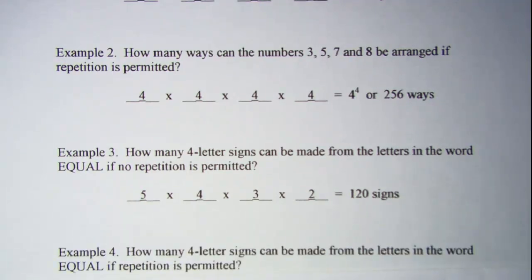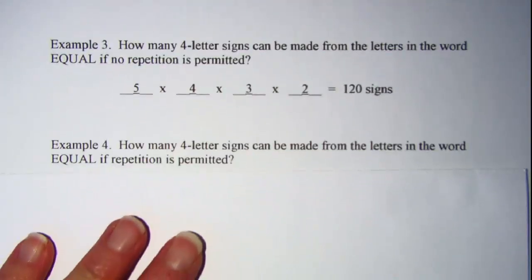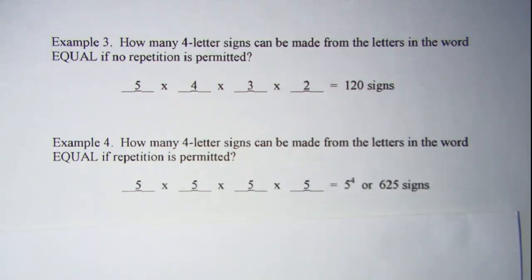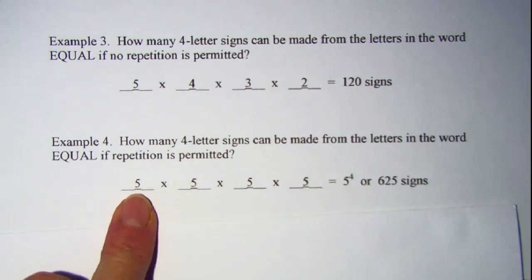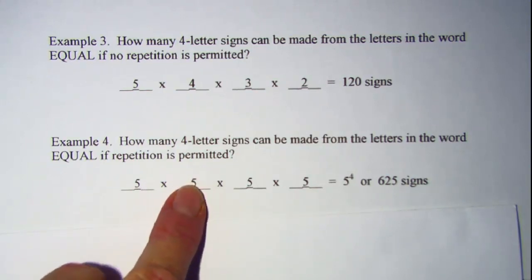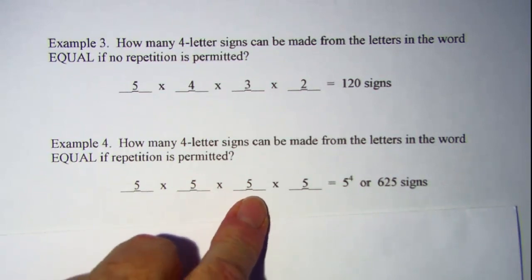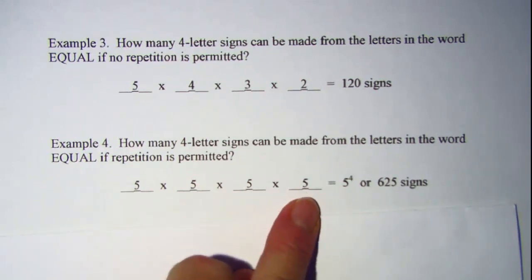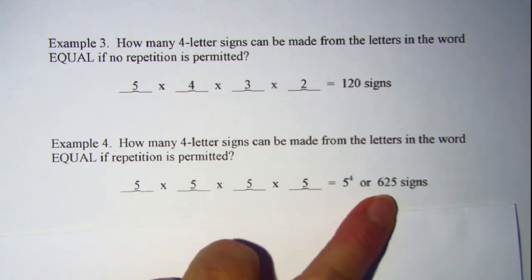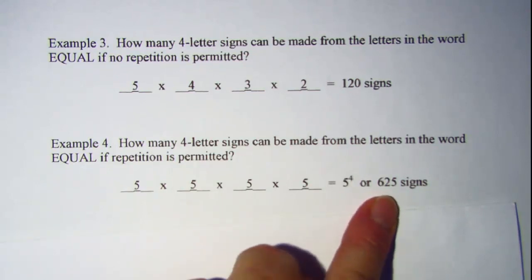My last example is the same problem. How many 4-letter signs can be made from the letters in the word equal, but this time repetition is permitted. So that means I have 5 choices for the first spot, but that letter that I choose can be put back into the pot. So again, I have 5 choices for this spot, and 5 choices for this spot, and 5 choices for this spot. So I have a total of 5 to the 4th, or 625 4-letter signs that can be made.